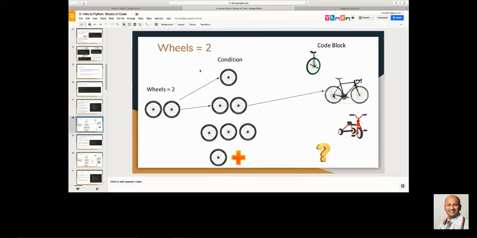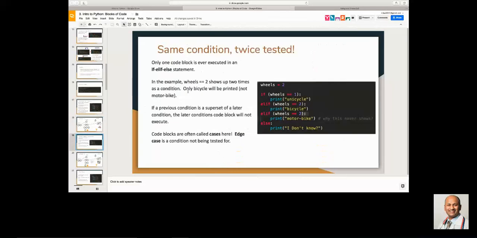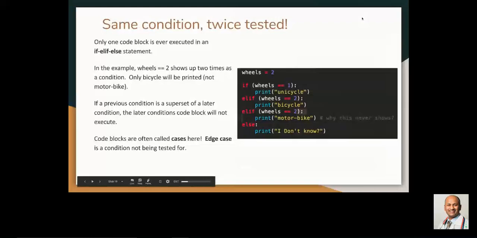What happens if we tested the same condition twice, or a condition where a previous condition is also true for some subcondition? So if you looked at this really quickly, in this case, I'm testing the same condition. So we have wheels equal 2, we print out bicycle. Right underneath it, we have wheels equal 2, and it prints out motor bikes. When you think about this, you're thinking there's one of two things that could potentially happen here. Either it prints just bicycle, or it prints bicycle and motor bikes.